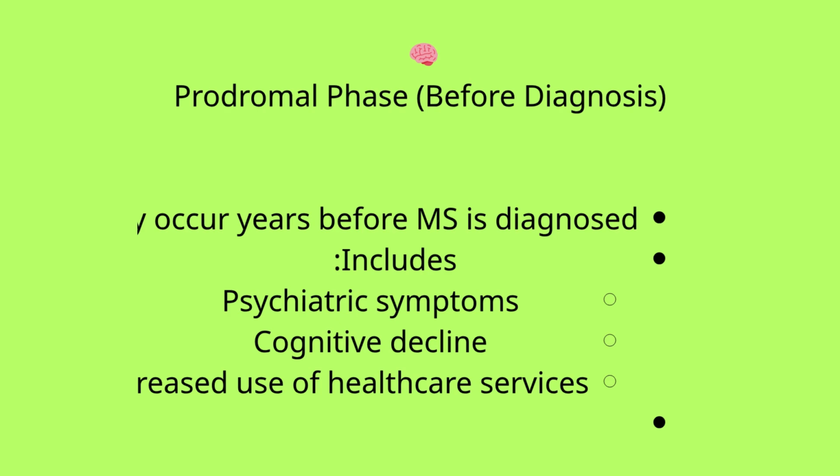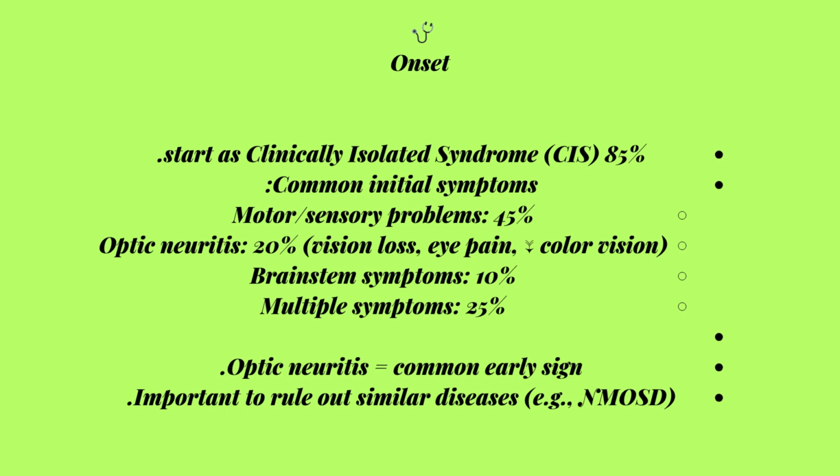The prodromal phase, before diagnosis, may occur years before MS is diagnosed. It includes psychiatric symptoms, cognitive decline, and increased use of healthcare services. Onset: 85% start as clinically isolated syndrome, CIS. Common initial symptoms: motor and sensory problems, 45%. Optic neuritis, 20%, with vision loss, eye pain, and color vision changes. Brainstem symptoms, 10%. Multiple symptoms, 25%. Optic neuritis is a common early sign. It is important to rule out similar diseases, e.g., NMOSD.